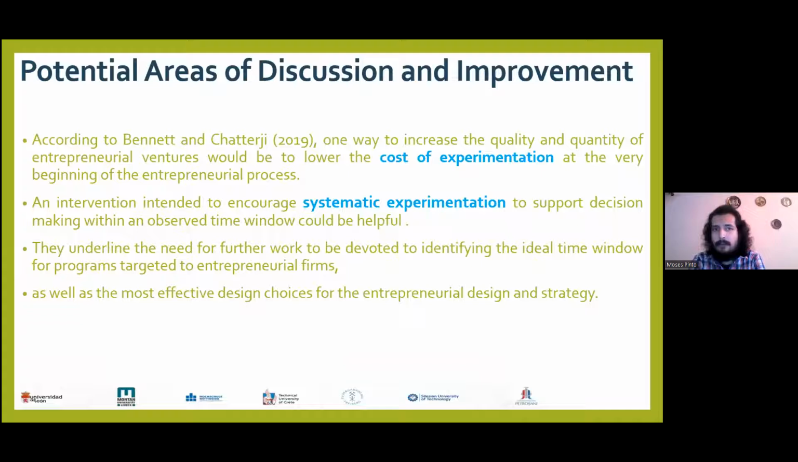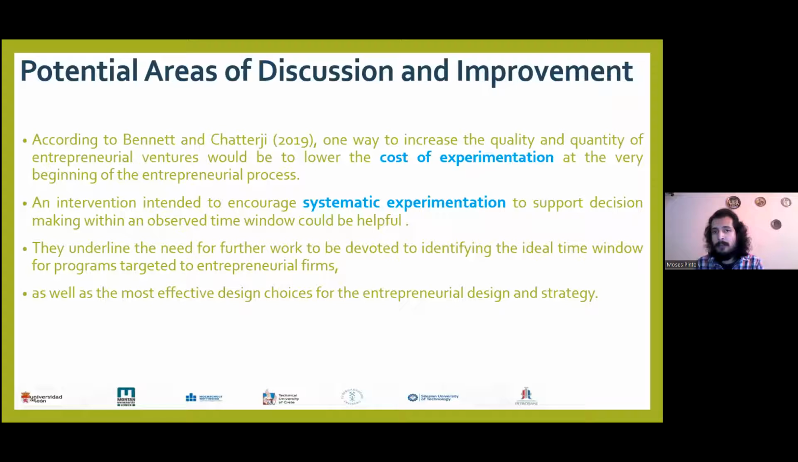Now, we also have potential areas of discussion and improvement. From the business venture itself, and according to Bennett and Chatterjee, one way to increase the quality and quantity of entrepreneurial ventures would be to lower the cost of experimentation. And this needs to be done at the very beginning of the entrepreneurial process. How can this be done? Well, we have business incubators, we have the scientific approach, we have experimentation, and the scientific approach involves hypothesizing and data collection, and finally implementing crucial decisions.